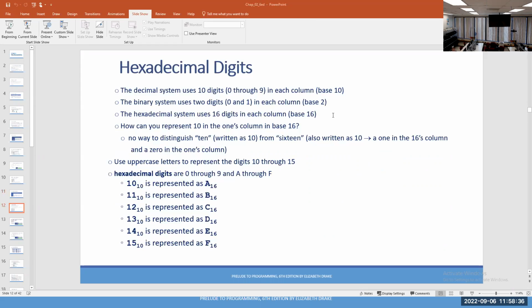Okay, so in hexadecimal, you have everything from 0 to 9, and 10 is A, 11 is B, 12 is C, 13 is D, 14 is E, and 15 here is F. That's all.